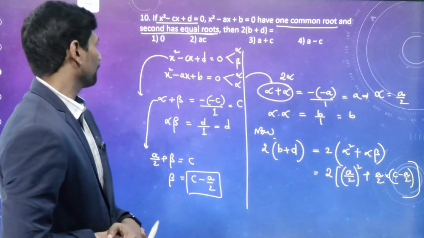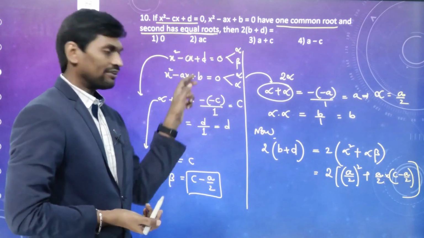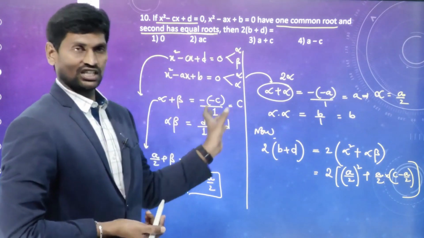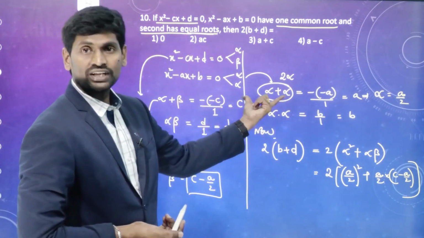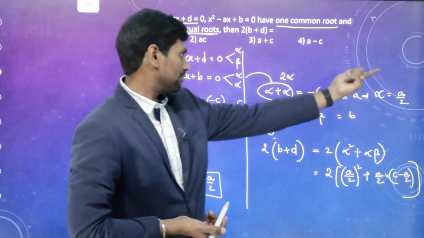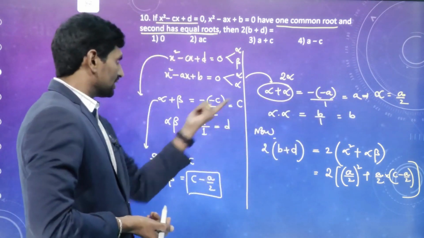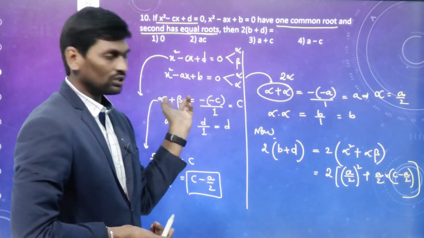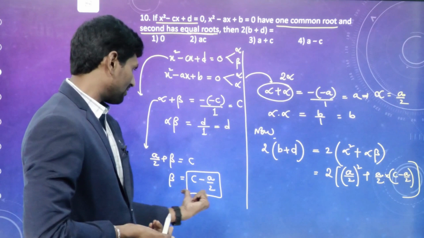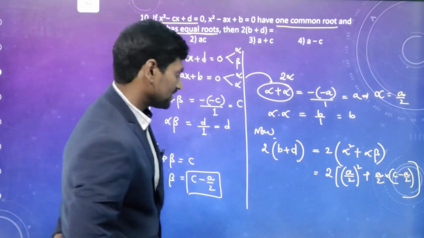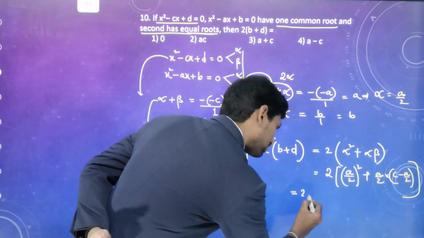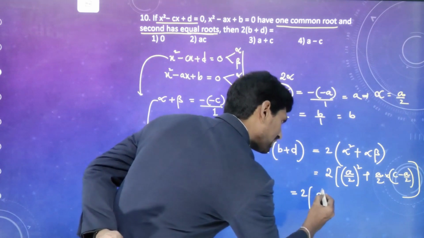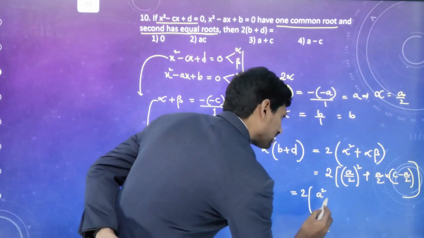Clear? From these conditions, I found the sum of roots and the product of roots. Second one also. From the sum of roots, I can find the value of alpha, that is a by 2. And that alpha value, substituting in the first equation, because both are having a common factor. So from this, I can find the beta value c minus a by 2. Let us simplify this. That is equals to 2 into a value is a square.